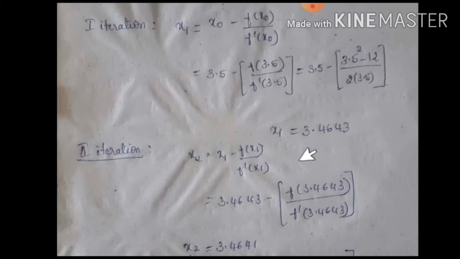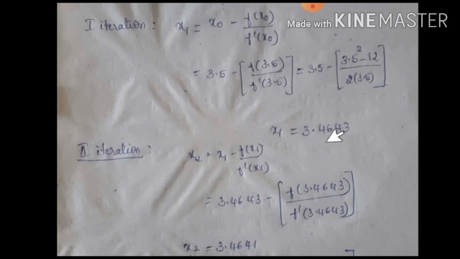Similarly, perform the second iteration: x2 equals x1 minus f of x1 by f dash of x1. Substitute the values in the function and the derivative of the function, calculate it, and you get the x2 value in this form. When I compare, if it is of 3 decimal places, you can stop the iteration here. Up to 3 places, the answers of x1 and x2 are the same. So the root 12 value is 3.464.